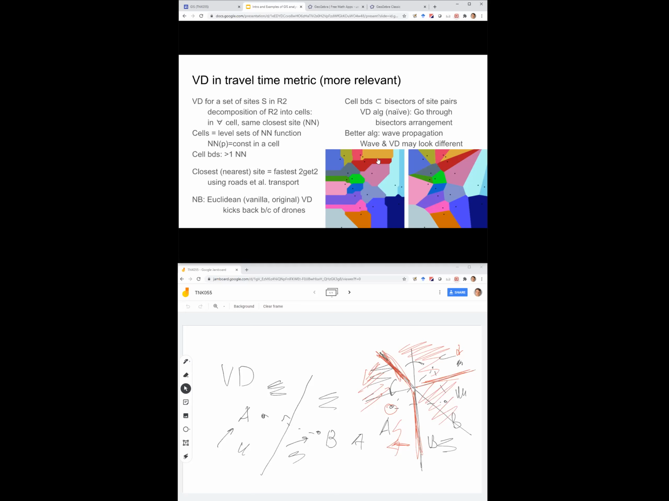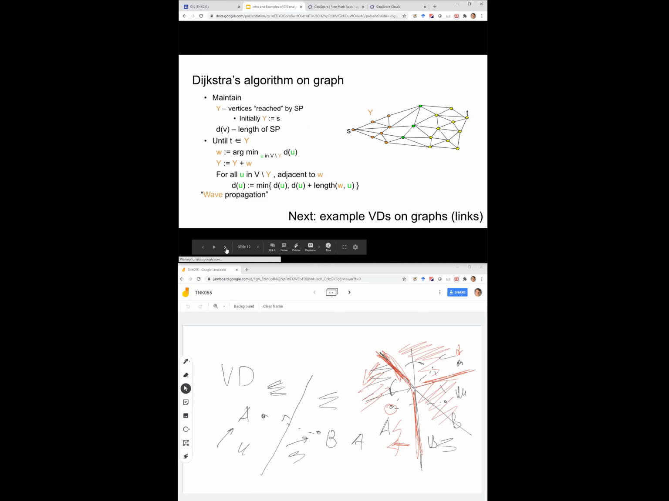Okay, so in particular, if you have a different metric, then of course the wave propagation may look different. I was drawing these circles as the propagating waves from the sites. But if you're talking about the travel distance, then your wave would cover everything that you can travel to within 1 minute. And that doesn't have to be a circle around your site. It will be something along the roads and so on. And here are a few examples, I'll show you a few examples of such Voronoi diagrams.